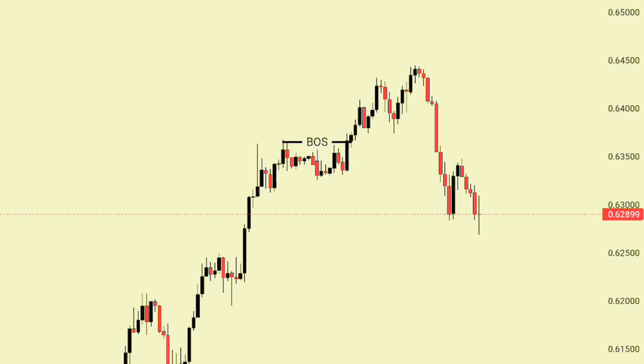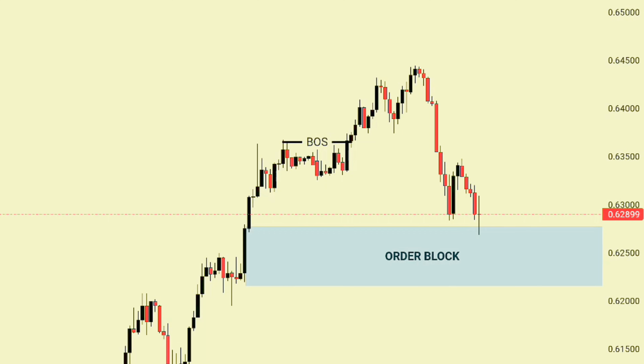After the break of structure, price does not continue straight upward. This is where inexperienced traders chase the market and get trapped. Smart money needs liquidity to build positions. So price retraces into a bullish order block. This order block is the last bearish candle before the strong bullish impulse that caused the break of structure.